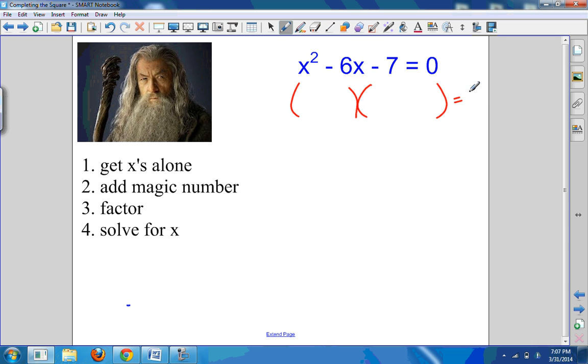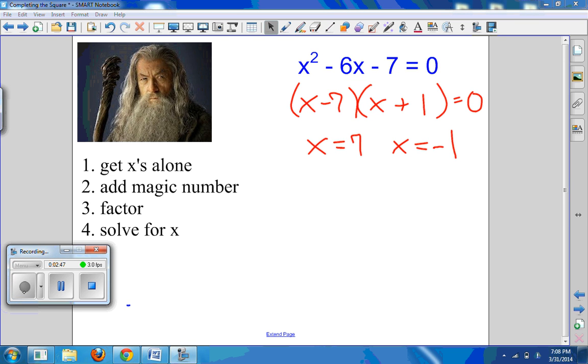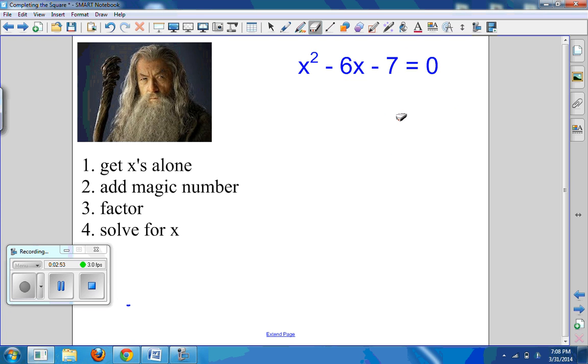And this will equal x minus 7 times x plus 1. So x will equal 7, and x will equal negative 1. But we're not going to factor, although we can. We're going to learn how to complete the square with this problem.